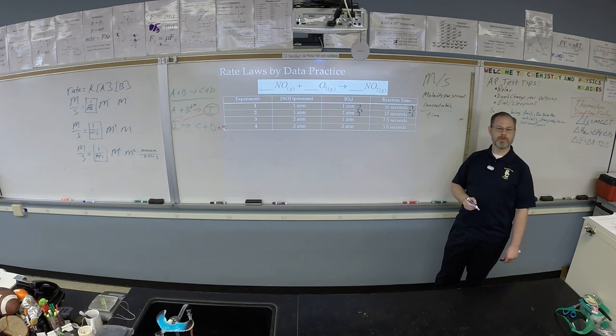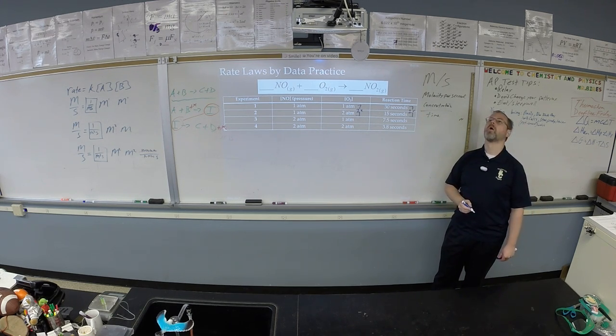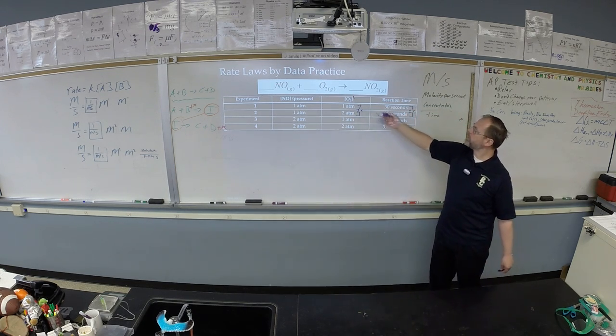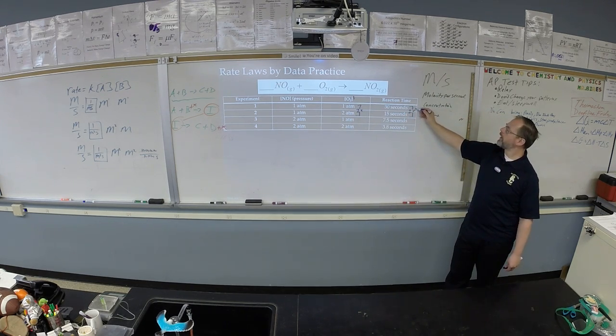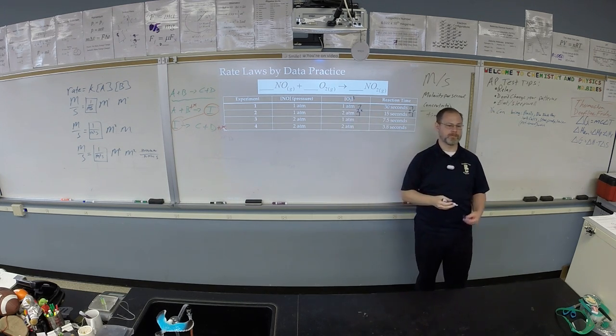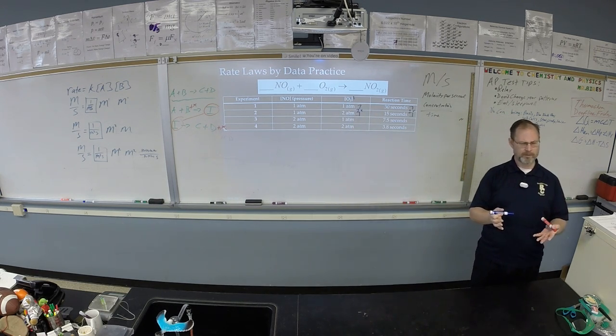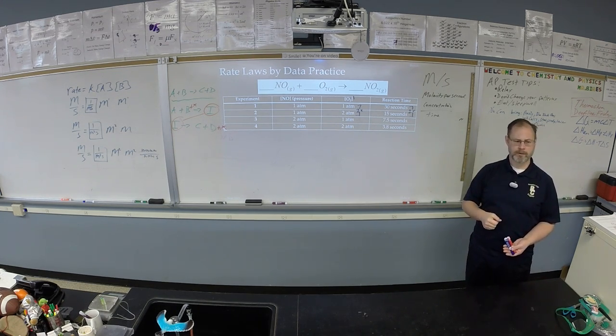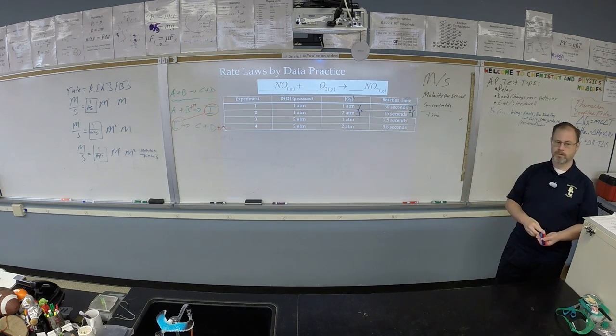What is the order of O2? 1. Exactly. It is 1. By doubling the O2 and making the reaction go twice as fast, that tells us the oxygen is first order. Does that make sense? Give me a thumbs up if that makes sense to you. Is this like a constant, like it'll be the same for any reaction? Or is this just for that one reaction? Just for this reaction, but the process is always the same.